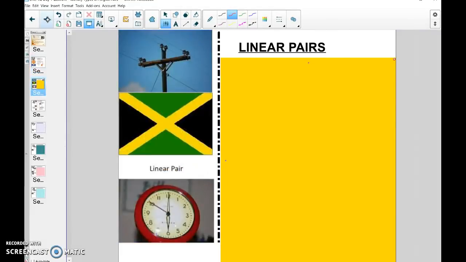Second one is called linear pairs. Now, keyword in linear is line. Okay, they're called a linear pair because when these two lines cross, you get angles that are right next to each other and they make a straight line. Now remember, straight lines are 180 degrees. That's going to come back to help us in a little bit.